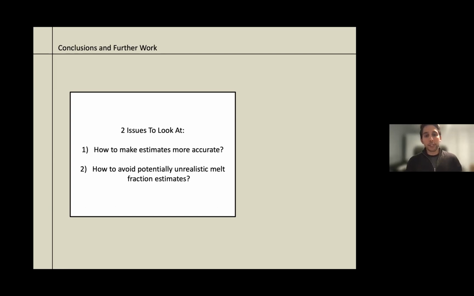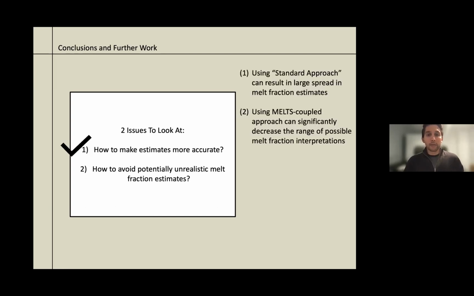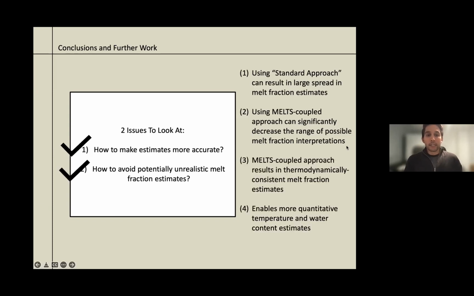So remember, there were two issues I was looking at, and I think we've managed to constrain those estimates a lot more and make them more accurate. You know, using the standard approach had 50 percentage points or more, 60 percentage points spread in melt fraction estimates, and we can cut that down considerably using this melts coupled approach. And it also has the benefit of resulting in these thermodynamically consistent melt fraction estimates that aren't unrealistic. And as an added benefit, it enables more quantitative temperature and water content estimates as well. You can actually constrain the temperature better too.